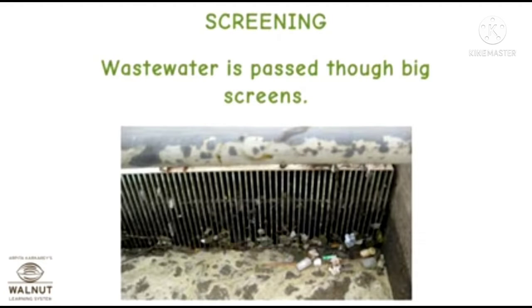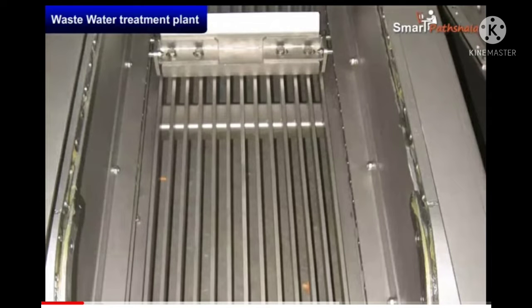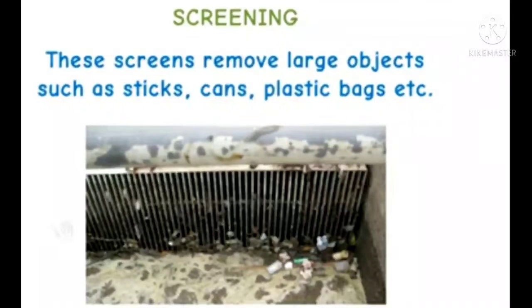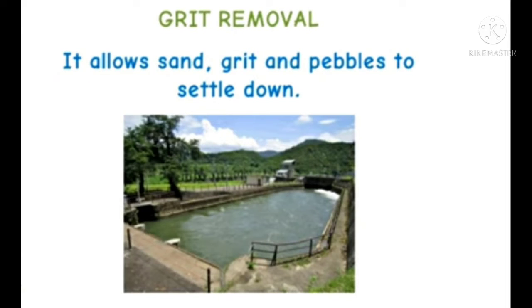First step is screening. Wastewater is passed through bar screens. Large objects like racks, sticks, cans, plastic packets, napkins, etc. are removed in this process. Second step is grit removal. After screening, water goes to a grit and sand removal tank. The speed of the incoming wastewater is decreased to allow sand, grit and pebbles to settle down.